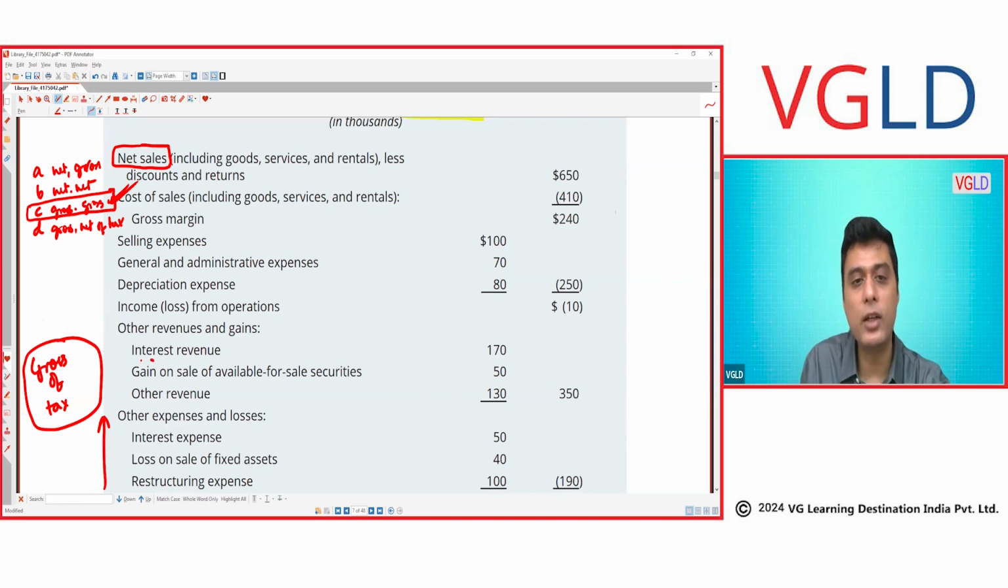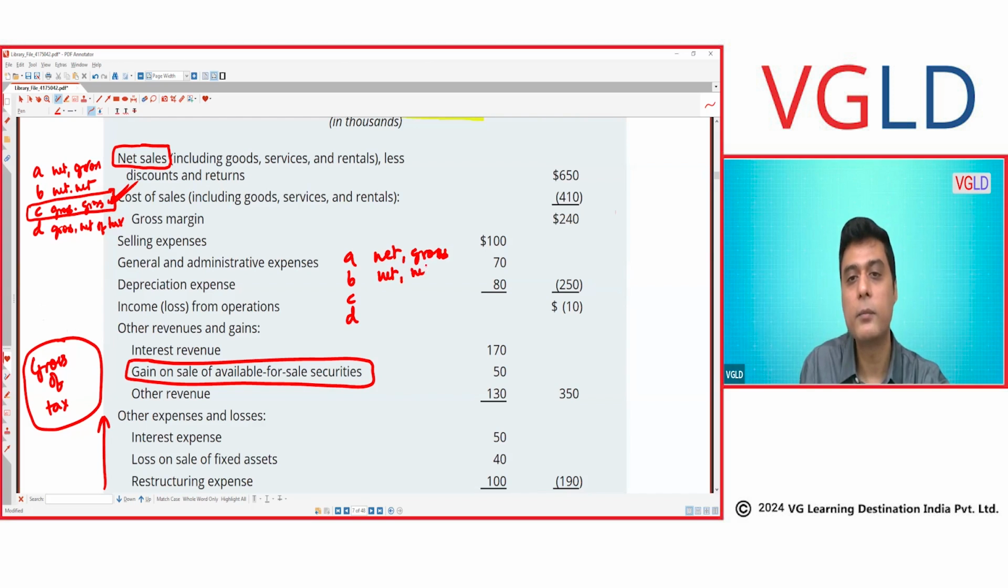Same question asked for gain on sale of available for sale securities. Same question with the 4 options. Is it net and gross? Is it net and net? Is it gross and gross? Is it gross and net? Answer is, it is net concept, but gross of tax. Gain is a net concept, but it is above the tax line, so it is gross of tax. So answer is A. It is net concept, gross of tax.